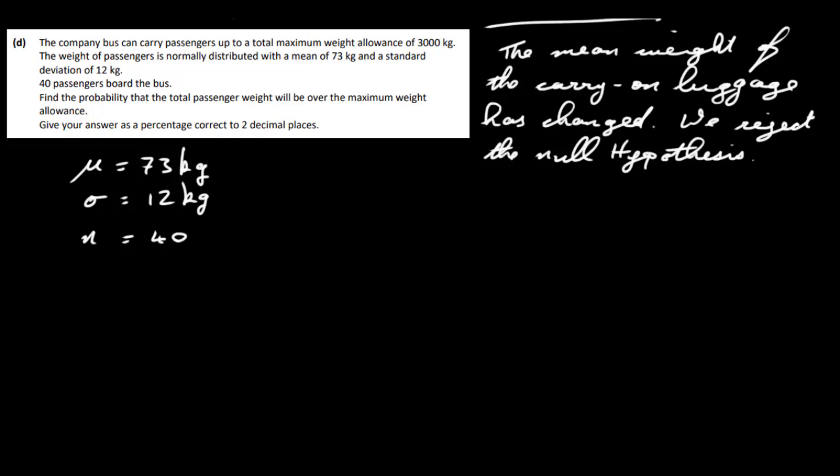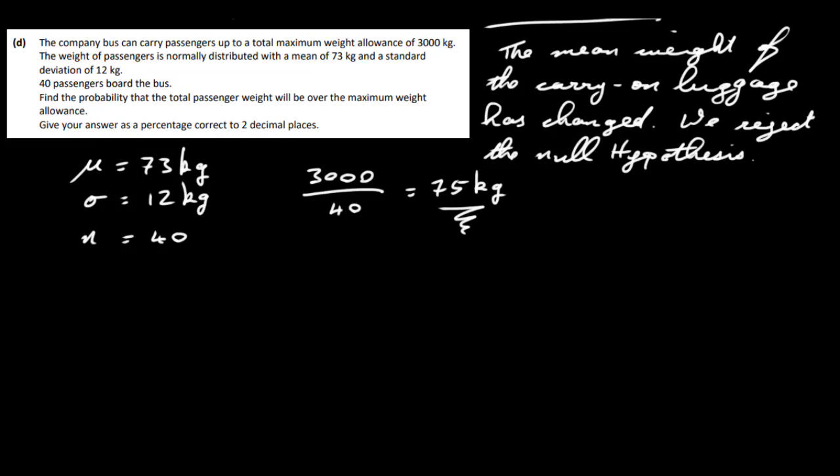Find the probability that the total passenger weight will be over the maximum weight allowance. Give your answer as a percentage corrected to 2 decimal places. So the first thing we're going to do here is just take our 3,000 kilograms, which is the maximum amount allowed on the bus. I'm going to divide that by 40, because there are 40 passengers on the bus. That will give us 75 kilograms.